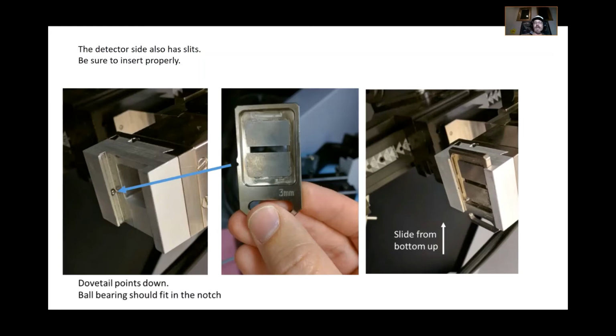And the same thing holds true. Okay, a wider slit, you get more signal, but you also get more noise. A narrow slit, you get less signal, but you also get less noise. And if you put it in upside down, you typically get no slit at all.